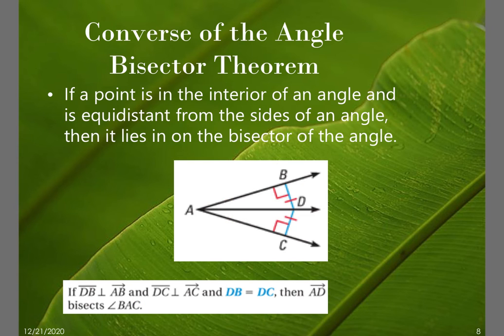Like the perpendicular bisector theorem, there's a converse to it, so flip-flop it. If a point is in the interior of an angle, so it has to be in between the sides of the angle, and it's equidistant from the sides of the angle, then it lies on the bisector of the angle. So we flip-flop the if and then. Looking at this diagram, D is equidistant from B and C, so it's equidistant from the sides of the angle, which means D lies on the angle bisector, which means these two angles are congruent. So the if this time is that it's equidistant, the then is that it's on the angle bisector. The flip-flop of the last one.